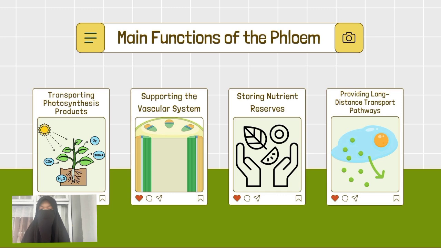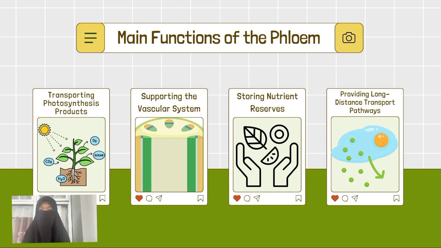Okay, next is storing nutrient reserves. Phloem parenchyma plays a role in storing starch, fats, and other organic compounds, which can be utilized when the plant experiences energy shortage or unfavorable environmental conditions.